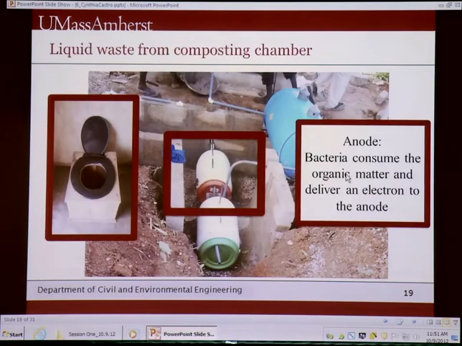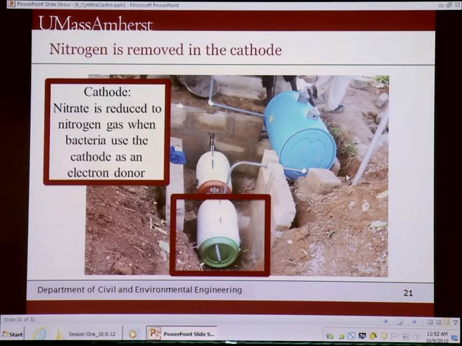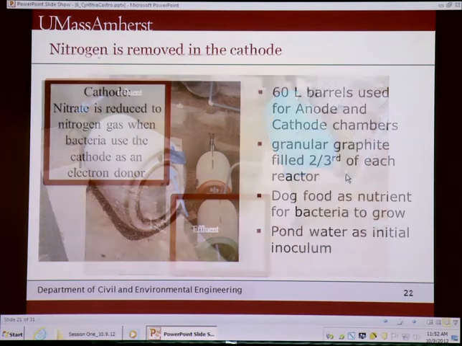And here we have the anode. So the liquid portion of the waste that goes into the toilet goes into the anode. And here we have the nitrification chamber, and again, the urine that goes into the urinal goes into the nitrification chamber. And both the effluents from the anode and the nitrification chamber go into the cathode. And the cathode effluent just goes into a filtration bed and then back into the ground.